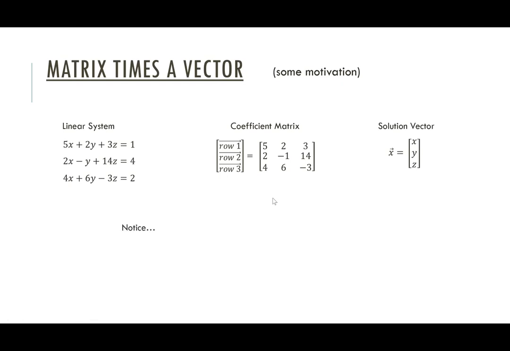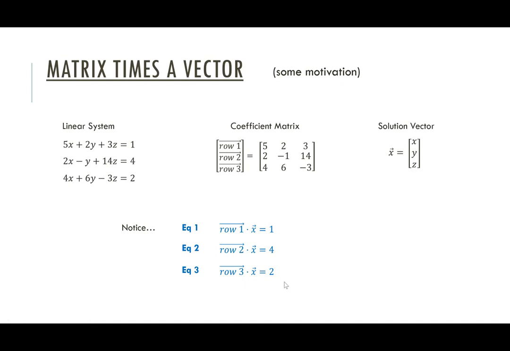And now, notice. Let's look at equation 1: 5x plus 2y plus 3z equals 1. That is just row 1 dot x vector equals 1. Similarly, equation 2, 2x minus y plus 14z equals 4, that's row 2 dotted with the x vector equals 4. And with equation 3, it's row 3 dot the solution vector equals 2. That gives us our third equation.